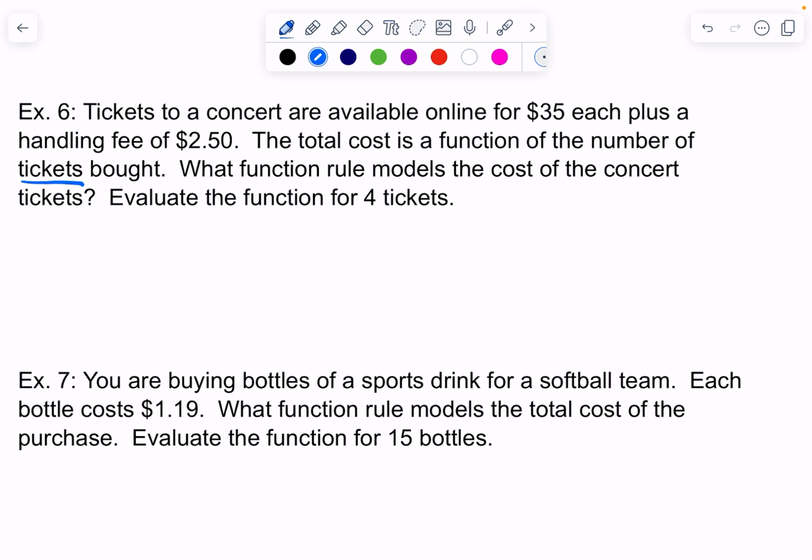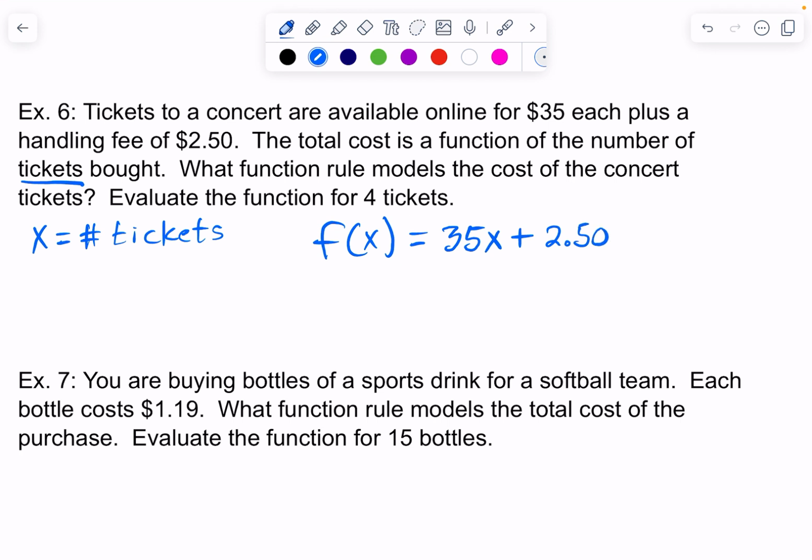Well, we know that x is the independent variable and x is the number of tickets. Remember to always label, it's going to make your life a lot easier. So the function f of x equals $35 for each ticket x plus a handling fee of $2.50. And if I want to now evaluate this for 4 tickets, I want to find f of 4. So I'm going to plug in 4 for every x and calculate.